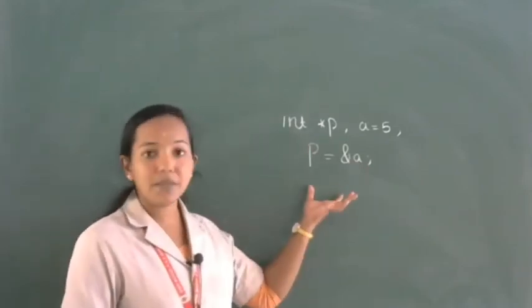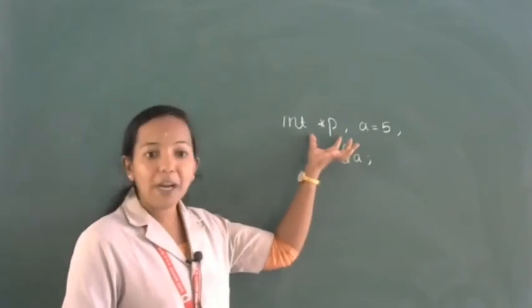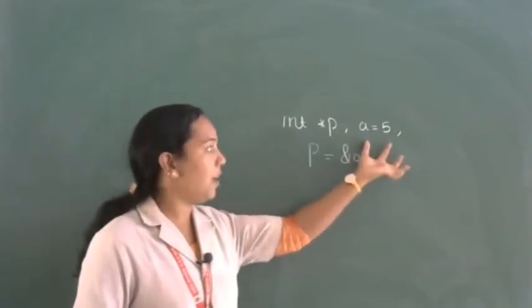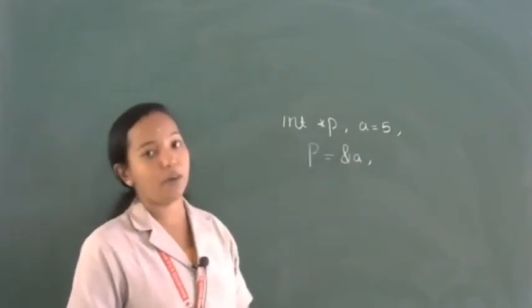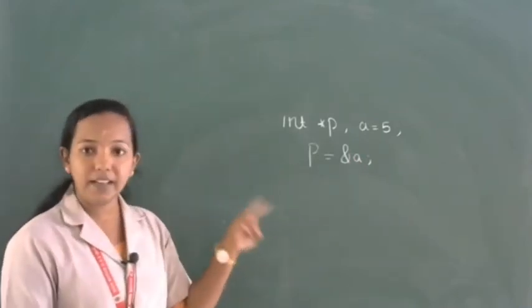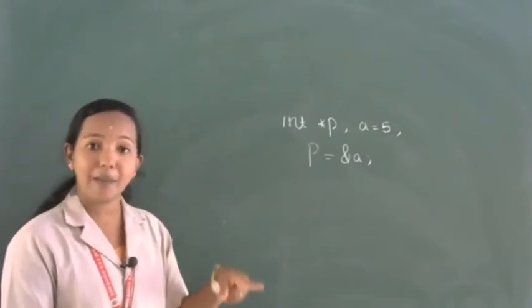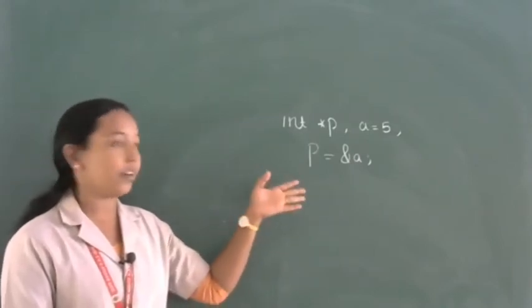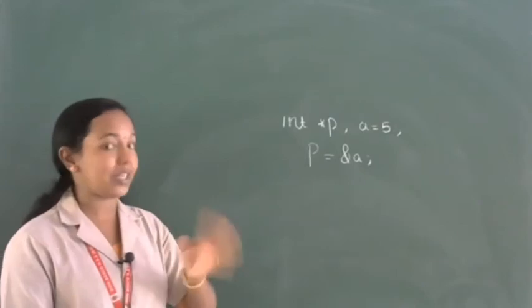So the two statements are already given. Here one pointer variable, that is *p, a = 5, where a is a normal variable, and p = &a. I think this is familiar because we already completed the working of star and ampersand.